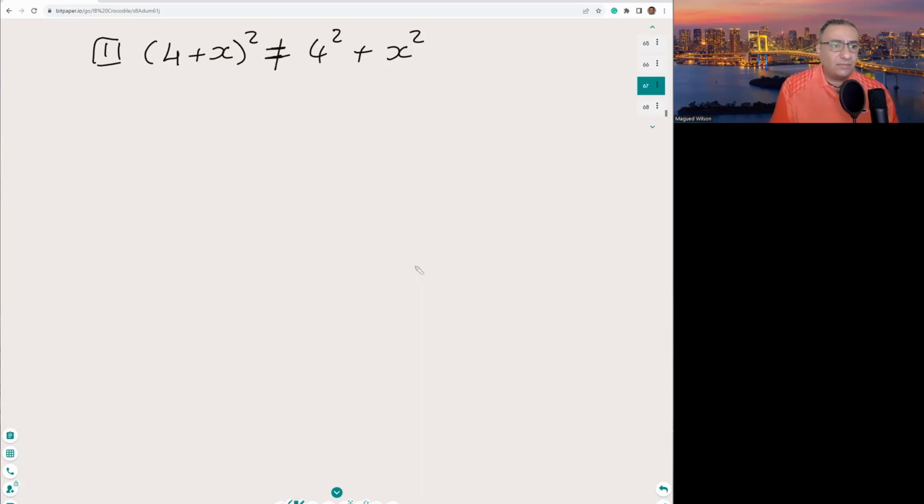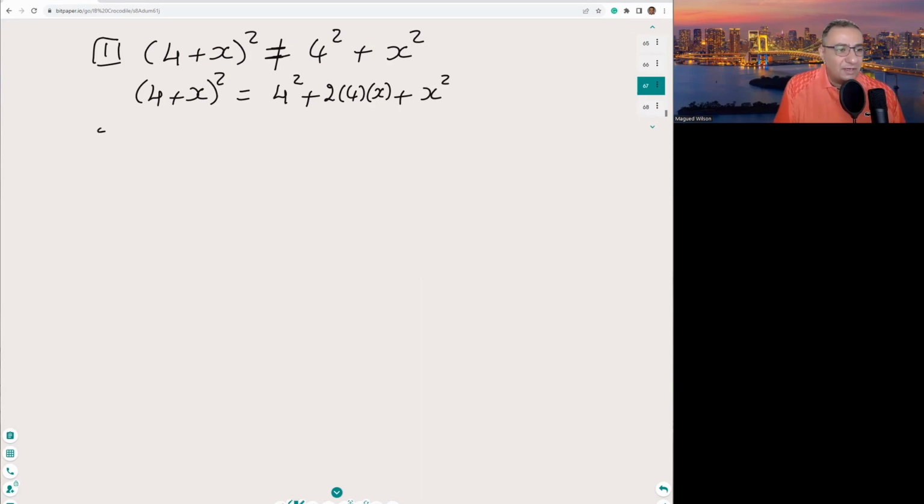The right answer to this is going to be the square of the first term, the square of the second term, and twice the product of the first and second term, and then you can simplify. So this is called the square of a binomial. You never distribute power over addition or subtraction.